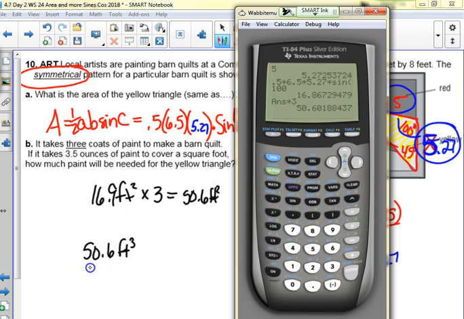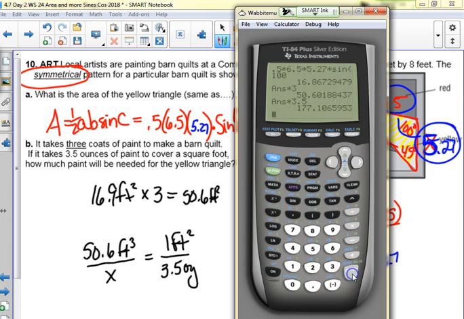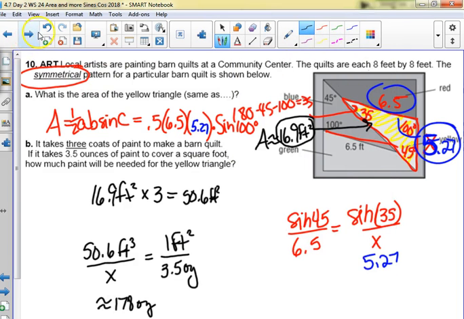And we know that it takes 3.5 ounces of paint to cover 1 square foot. So I'm just doing a proportion. I just need to multiply this by 3.5. And I get 177.1, or I guess I would buy 178 ounces of paint, which would probably sell by gallons, but I'm just going to go with it for this question.